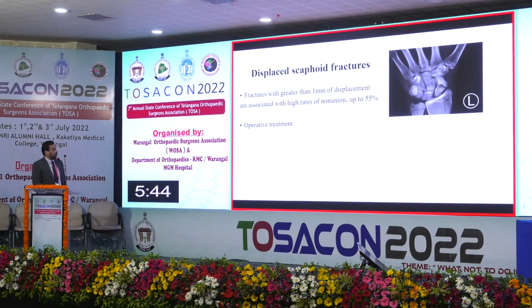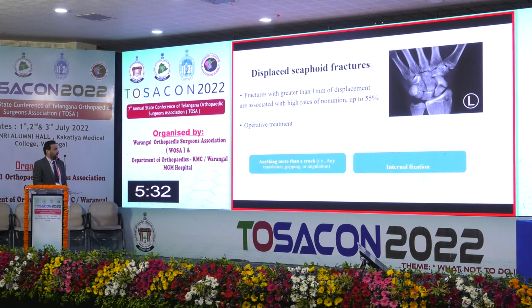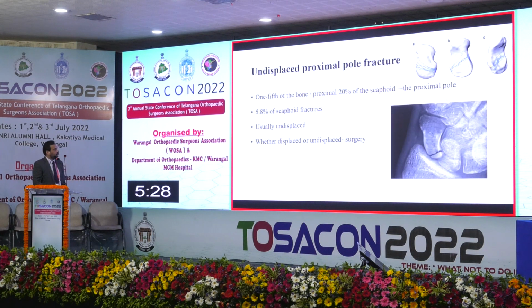Coming to displaced scaphoid fracture, what exactly is displaced? Even 1 mm of displacement is supposed to be considered displaced. So there is a high chance, 55%, of non-union even with minimal displacement. So anything more than a crack, any translation, gapping or angulation, you have to go ahead with your internal fixation.